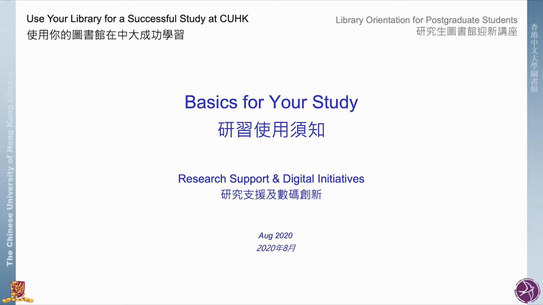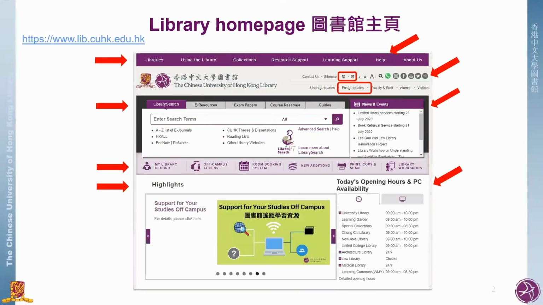Now you get an idea about the university library and the 6 branch libraries from the short video, and we shall begin this part, Basics for Your Study. You will learn about the library's support for your off-campus and online studies in this and the subsequent videos. We'll look at how you can find relevant information and access key services and resources, including databases, through the library's homepage at the points highlighted by the arrows here.